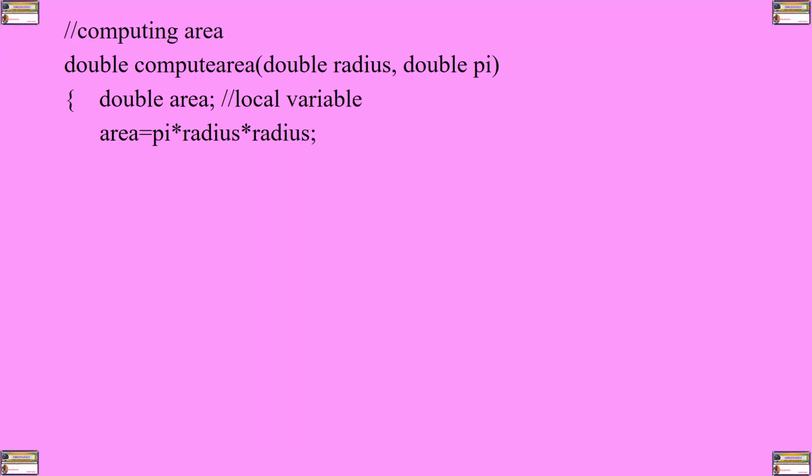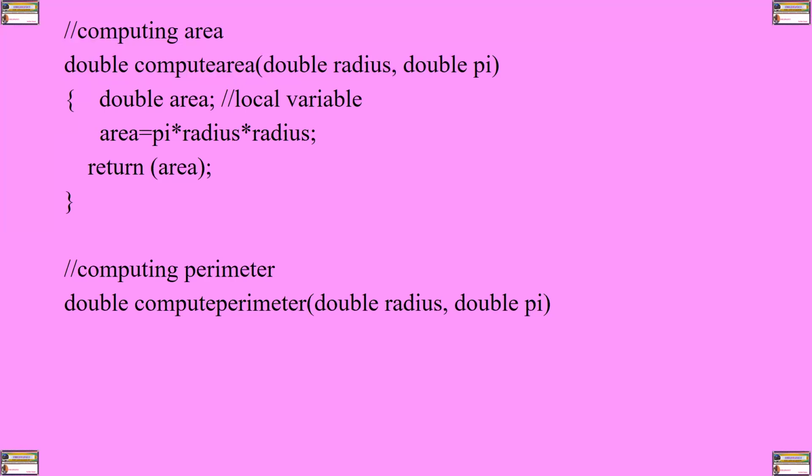And then this statement is telling the processor to pick the value that has been received through the parameter called radius, multiply by itself, and then multiply what is obtained with the content of the memory location called pi. And then we assign the result to the memory location called area. And then we send back the content of the local variable called area as the result of the function compute area. The next one is for computing perimeter.